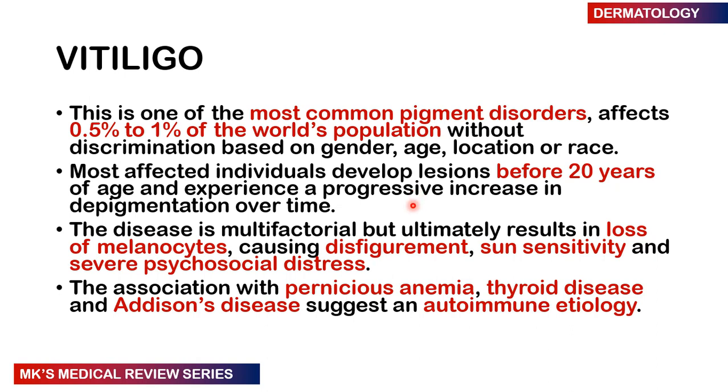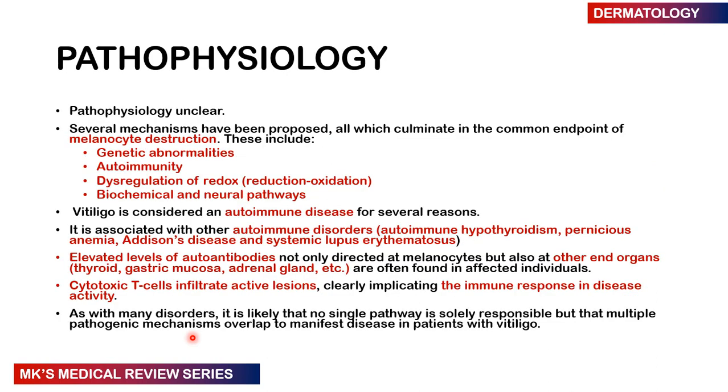There is an additional association with other autoimmune conditions such as pernicious anemia, thyroid disease, as well as Addison's disease. This has been thought by many to suggest that vitiligo is associated with some underlying autoimmune process. In the pathophysiology, we're not so sure what really causes this, and it is unclear, though many things have been implicated, but the endpoint of all these causes is melanocyte destruction. So it could be some genetic abnormalities, some autoimmune conditions, dysregulation of the redox reactions, that's reduction and oxidation reactions, or even some biochemical and neural pathways.